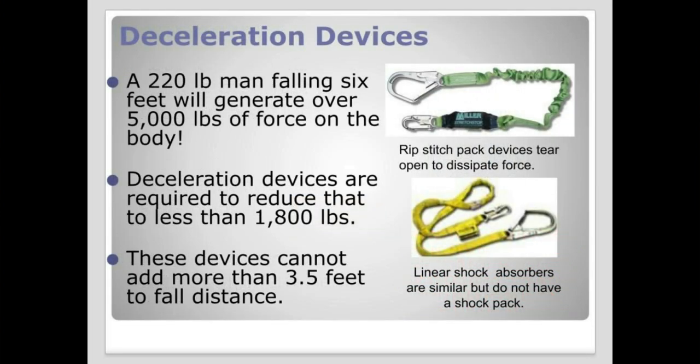Deceleration devices. A 220-pound man falling 6 feet will generate over 5,000 pounds of force on the body.